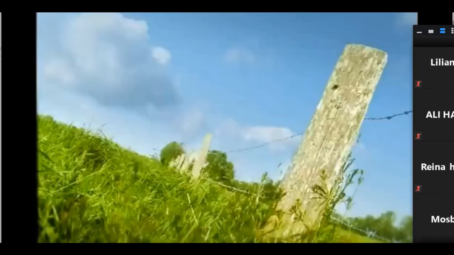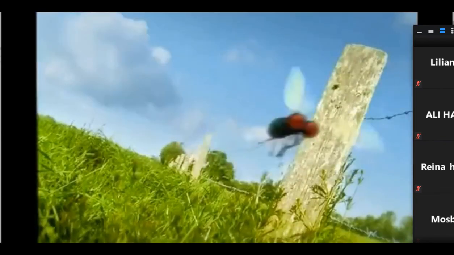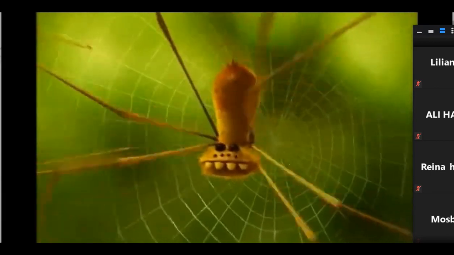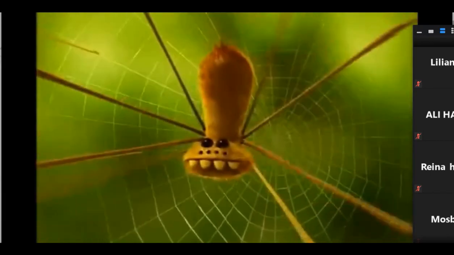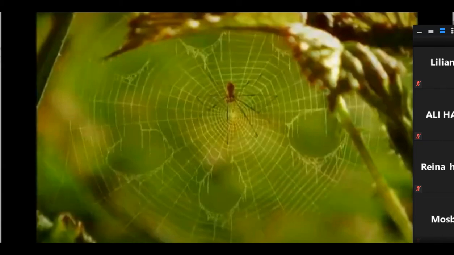So this is all about the different animals today: the ladybird, the snake, and the cat. Also the butterfly. Let's continue later.